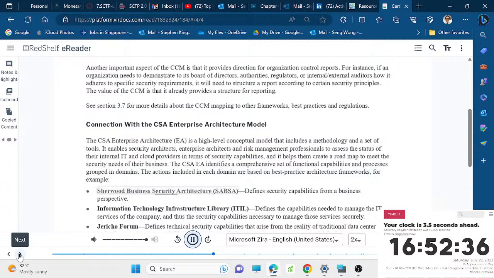For example, Sherwood Business Security Architecture, SABSA, defines security capabilities from a business perspective. Information Technology Infrastructure Library, ITIL, defines the capabilities needed to manage the IT services of the company, and thus the security capabilities necessary to manage those services securely.